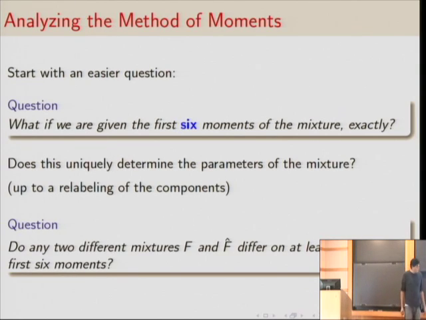And in fact, an equivalent way to phrase this question, which is maybe a little bit easier to think about, is what if I have 2 different mixtures, f and f hat, of 2 Gaussians? These are different in the sense that their density functions are not exactly equal. Do they necessarily differ on at least one of their first 6 moments? And this is what we're going to work towards proving right now. Any questions?